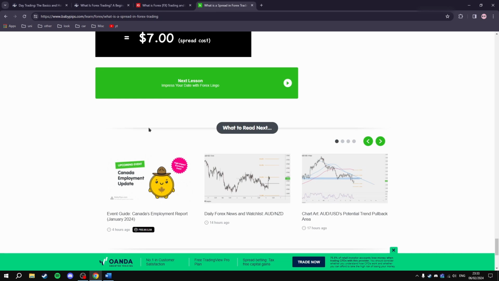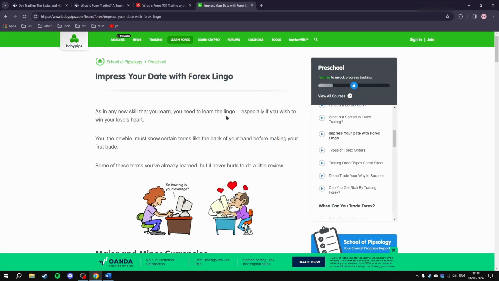Okay, impress your date with Forex lingo. As with any new skill you learn, you need to learn the lingo, especially if you wish to win your love's heart. You, the newbie, must know certain terms like the back of your hand before making your first trade. Some of these terms you already learned, but it never hurts to do a little review.